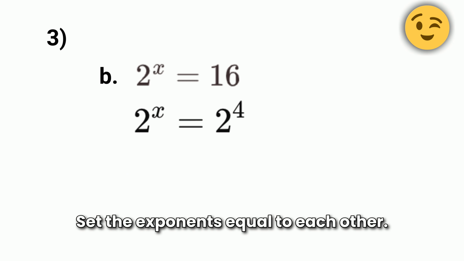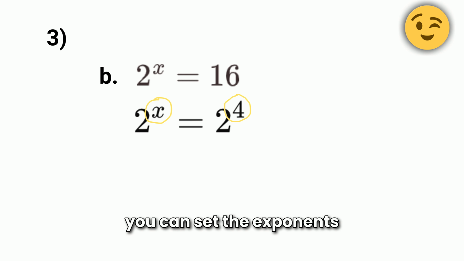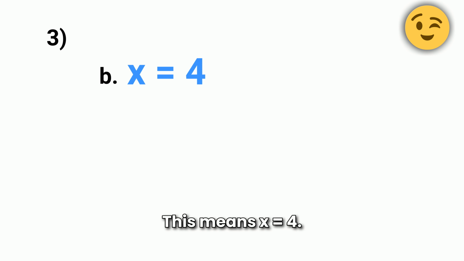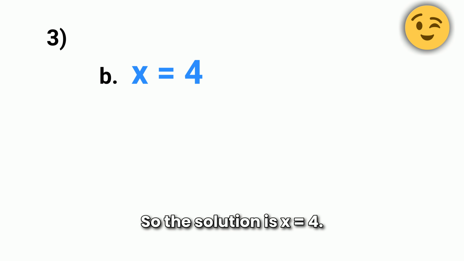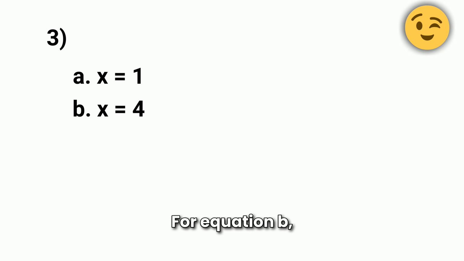Step 2. Set the exponents equal to each other. Since the bases, the number 2, are the same, you can set the exponents equal to each other. This means x equals 4. So the solution is x equals 4. Here's what we found. For equation A, x equals 1. For equation B, x equals 4.